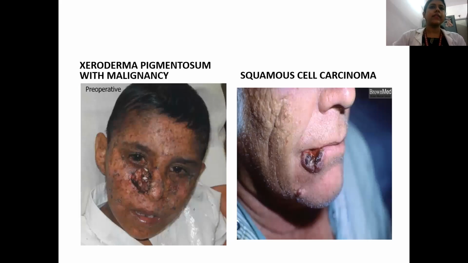This is a case of xeroderma pigmentosum with malignancy. So here there is a problem with the DNA repair mechanism. These patients will be more prone to phototoxicity and photodermatosis because they have an impaired DNA repair mechanism. Then this next figure is a photo of squamous cell carcinoma, mainly occurring on the sun exposed area over the face, over the lips.